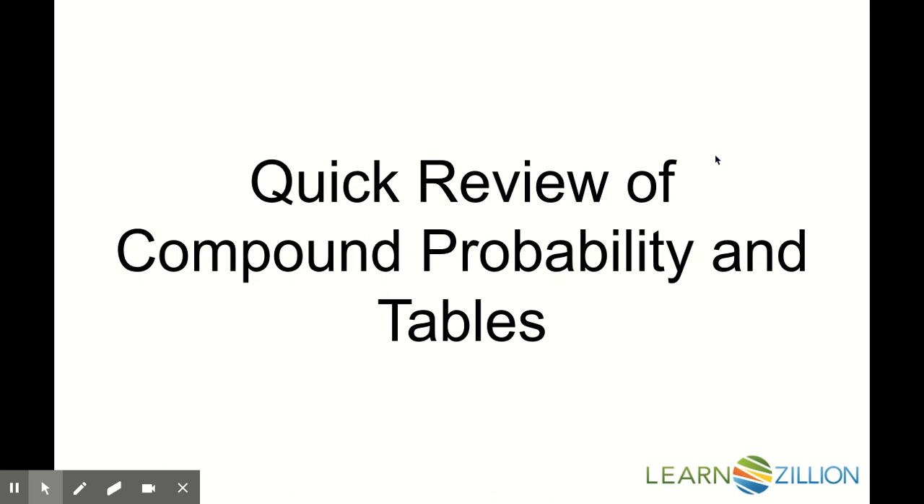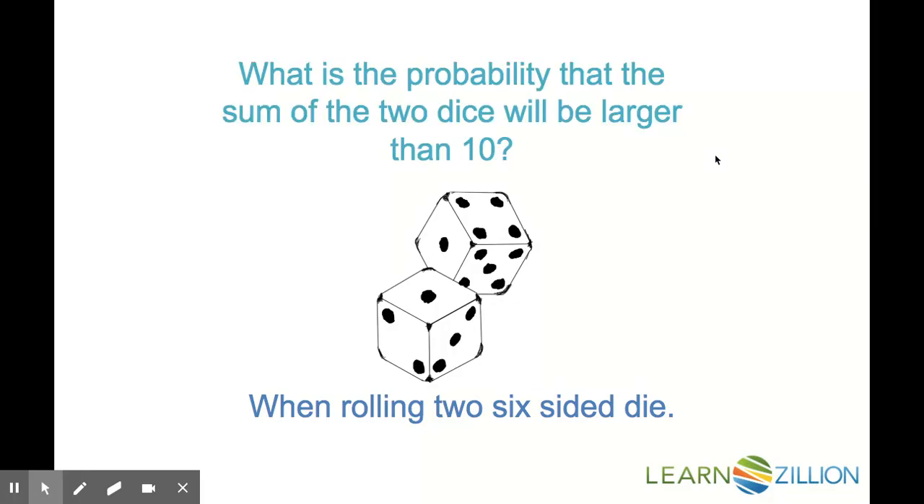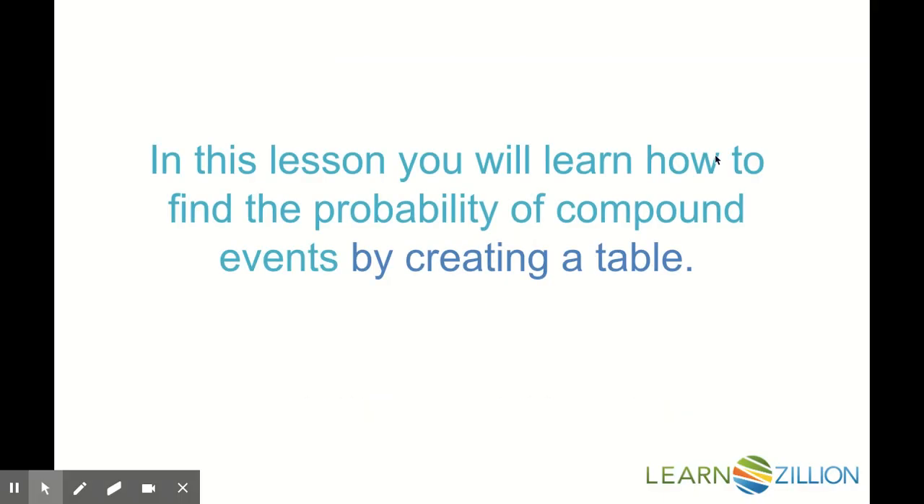This is a quick review of compound probability and tables. When rolling two six-sided dice, what is the probability that the sum of the two dice will be larger than 10? I'm going to come back to that question. In this lesson, you will learn how to find the probability of compound events by creating a table.